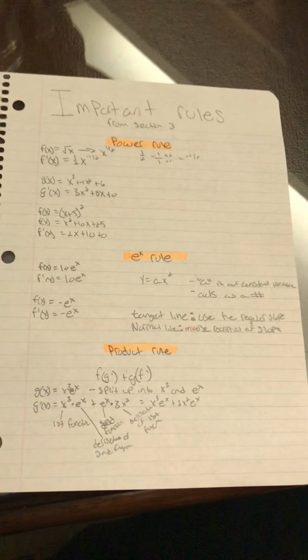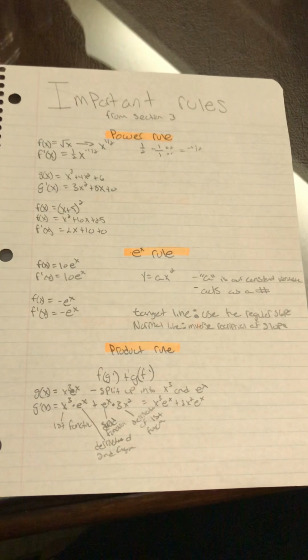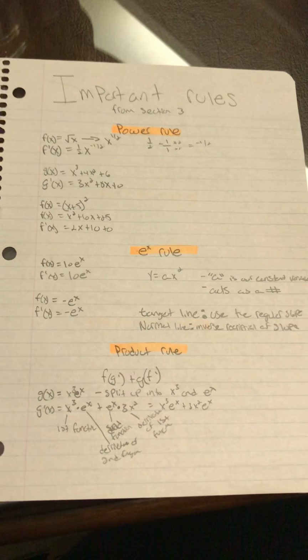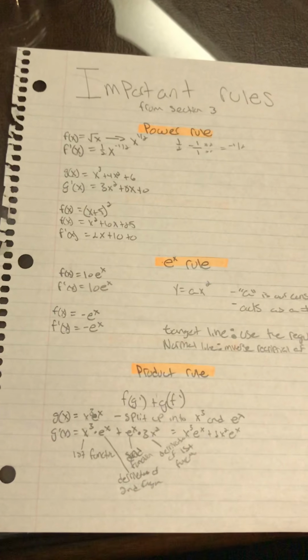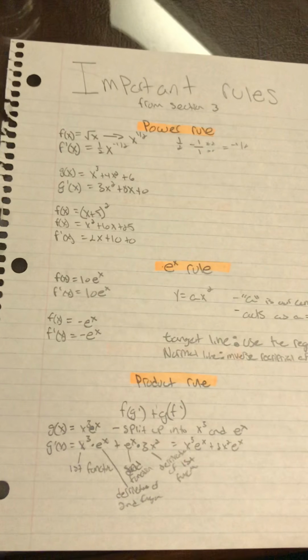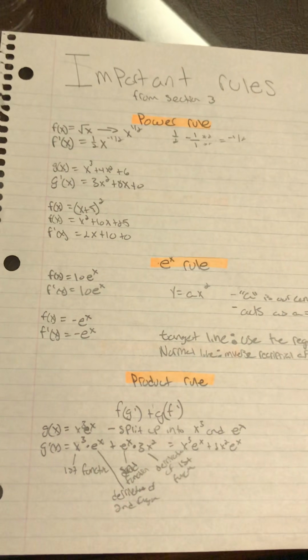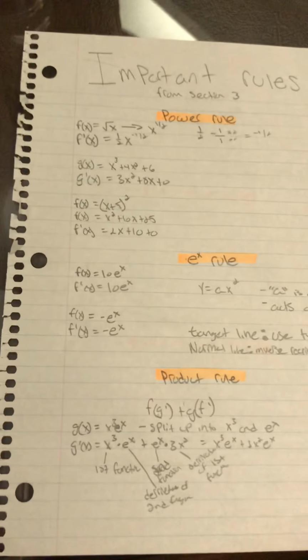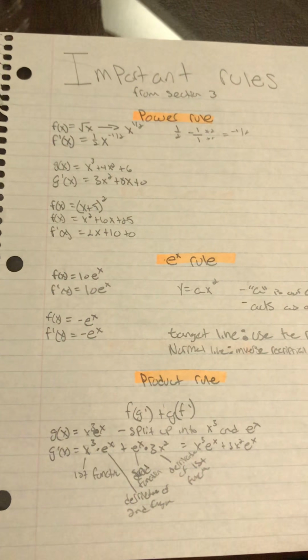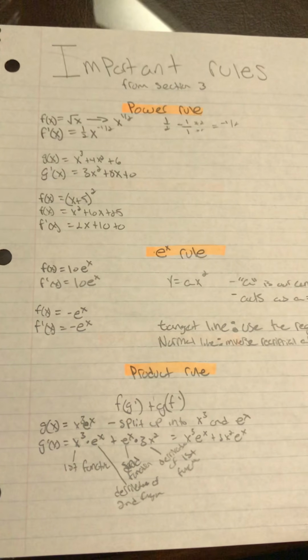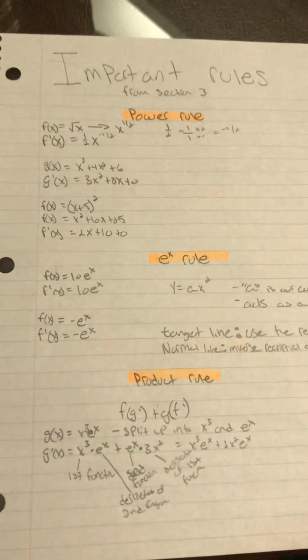So this week I will be going over the important rules we have learned in the last week and a half. To start, I will start with the power rule, and important things to know about the power rule. If you see a square root of x, you can automatically look at that as x to the 1/2 because the square root is to the 1/2. If it was a cube root, it would be x to the 1/3.